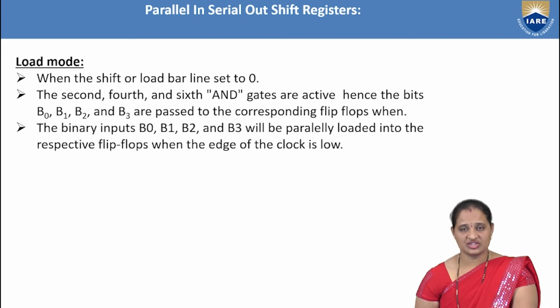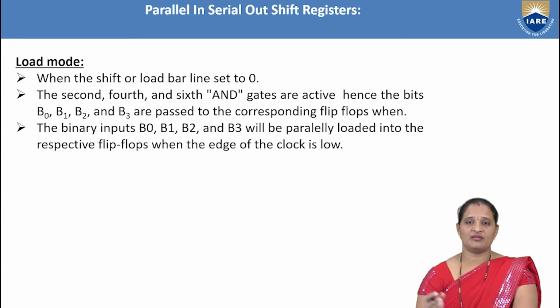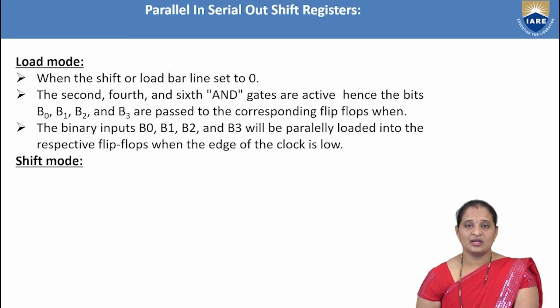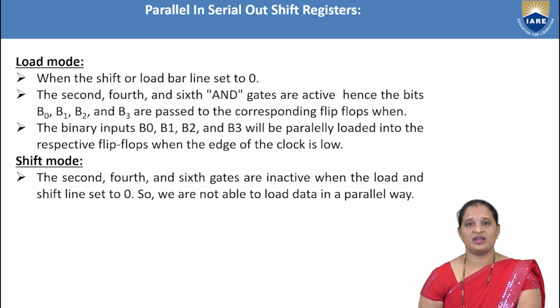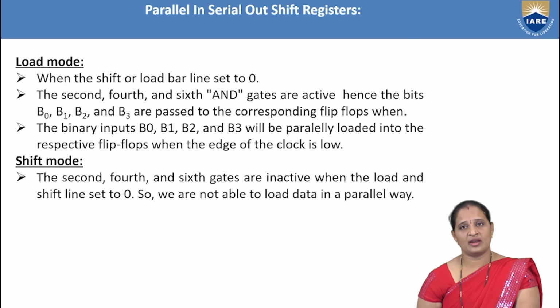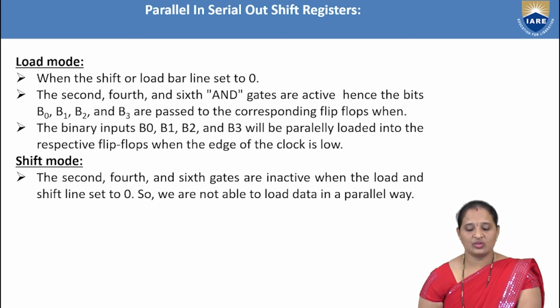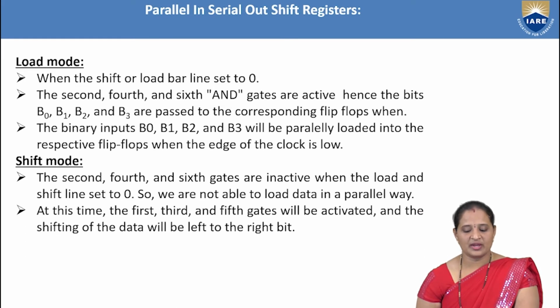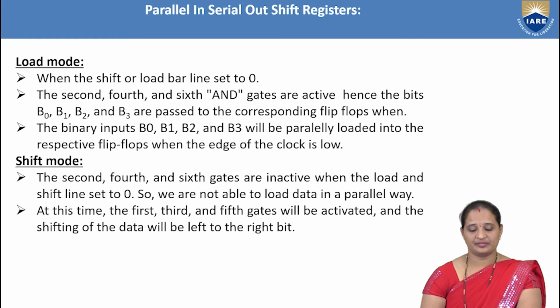So when there is a change in the clock from 0 to 1, 1 to 0, definitely the data will be loaded into the flip-flops at a time parallelly. So next, shift mode. What happens when shift or load bar line is set to 1? Then the opposite action takes place. That is, second, fourth and sixth gates are inactive now and 1, 2, 3 gates are active now. So this performs the shift of data in the right direction.